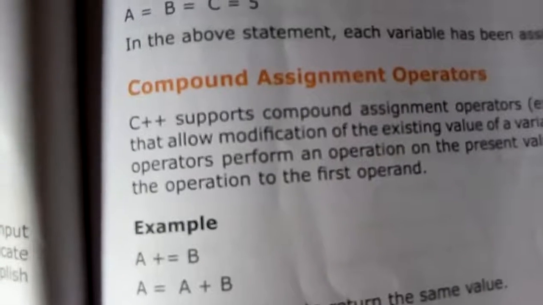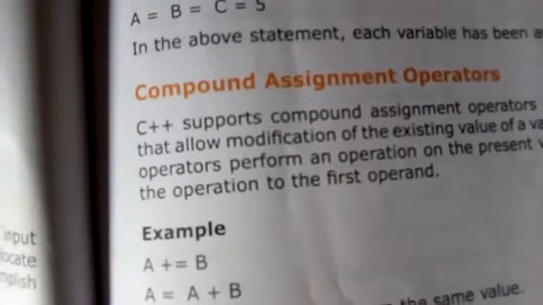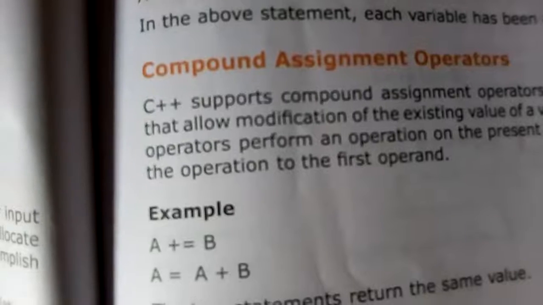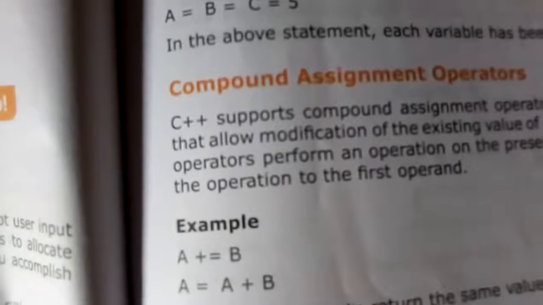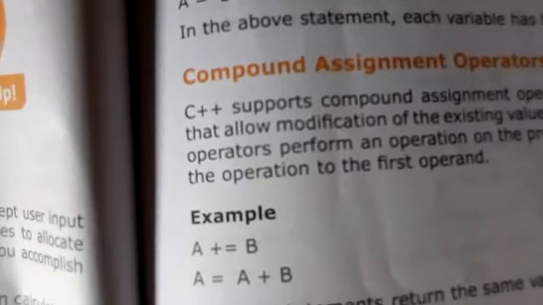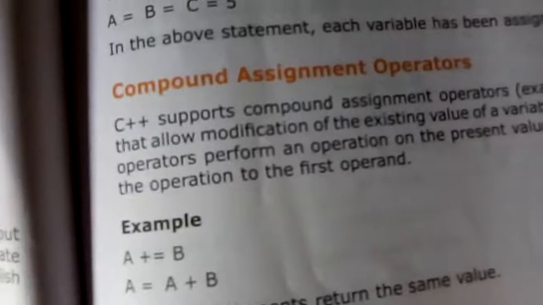That means what? num1 is equal to num1 plus 5. Or num1 plus equal to num2. That means num1 is equal to num1 plus num2. So this is about the compound assignment operator.